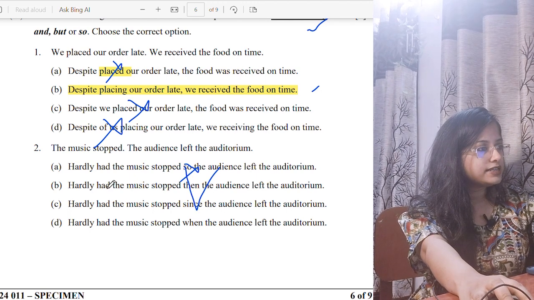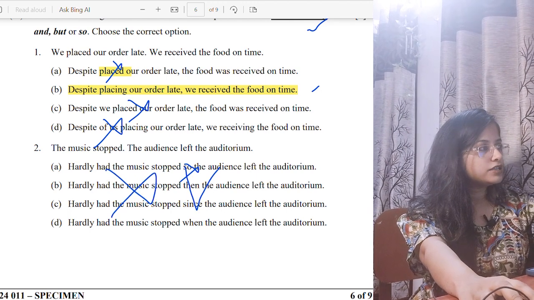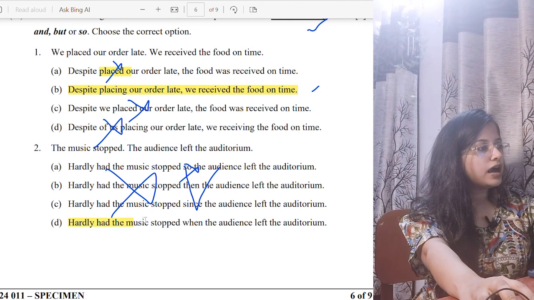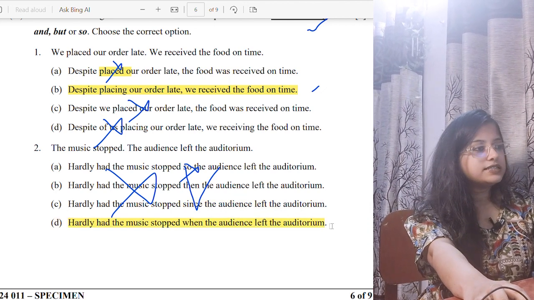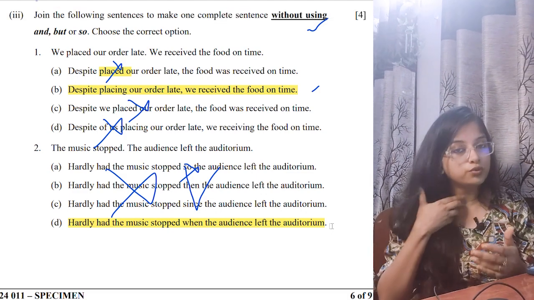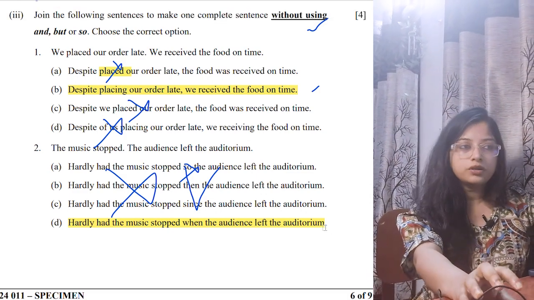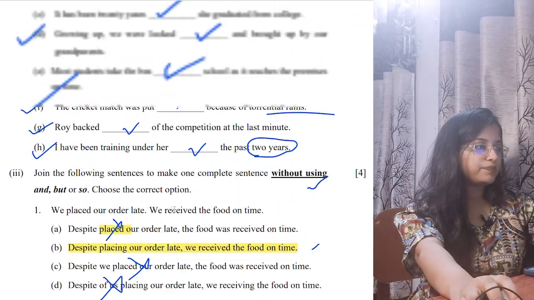See, all these sentences are incorrect. So the only correct option over here is "Hardly had the music stopped when the audience left the auditorium." If you know the rules, it will be very easy, and without wasting much time, you can solve it, right?